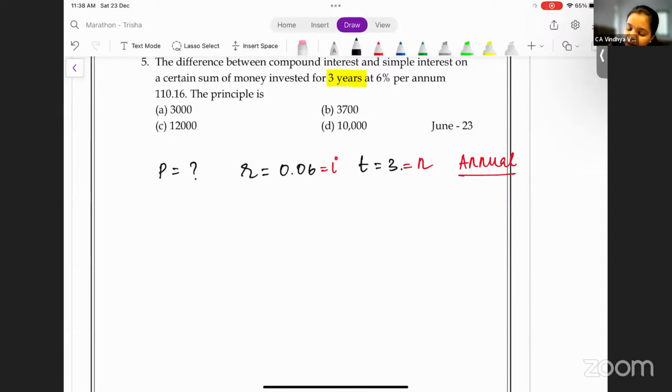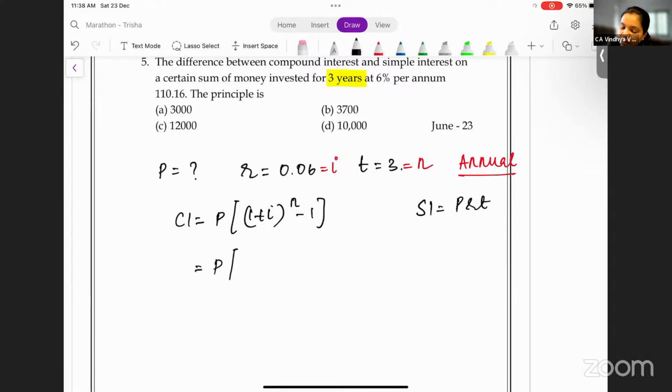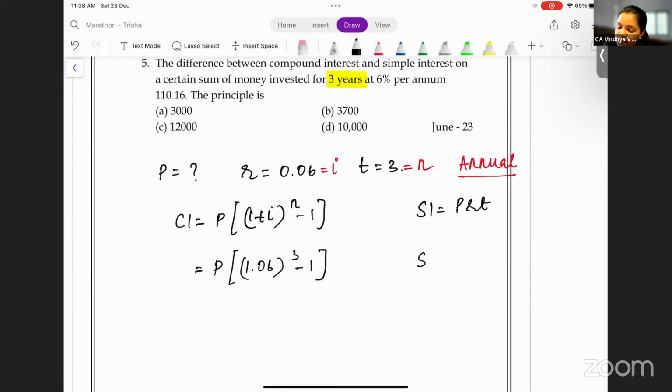Okay, now two things. Compound interest. What is the formula? P into (1 plus I) to the power N minus 1. Simple interest is P into R into T. Substitute. P is P itself, (1.06) to the power 3 minus 1. And simple interest here is P into 0.06 into 3.